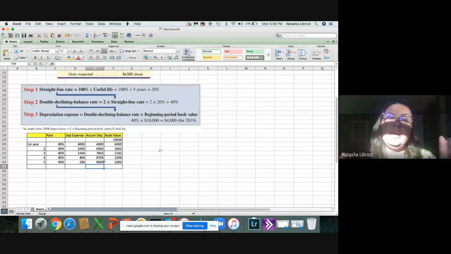So now we calculated double declining. It is work involved, and you do need to make sure you do your book value for this. So this is a lengthy one. It will take some practice, but it's very important to make sure that you can do this.